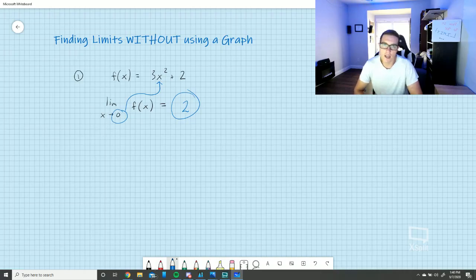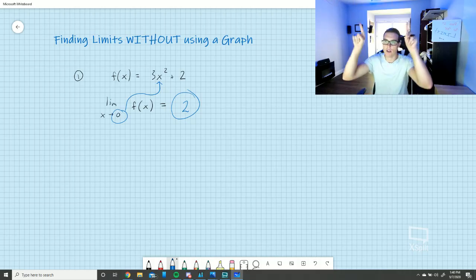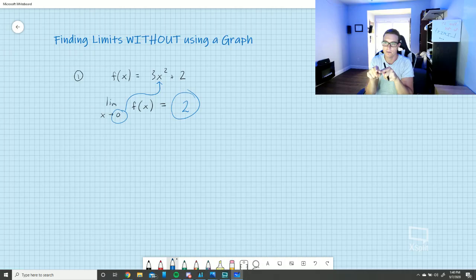When there's nothing funny happening in the graph, the limit is the y value. As I get closer and closer and closer to the x value 0, the quadratic is getting closer and closer and closer to that y value 2. I think it's doing something like this. Okay. So that's how a limit works when there's nothing funny going on.